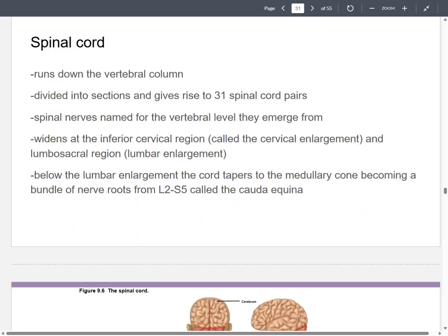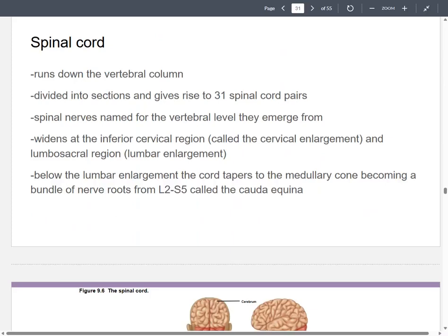of spinal cord nerves. Why do we say pairs? Because you're going to have one off to the right and one off to the left. So it actually ends up with a total of 62 nerves, but it's 31 pairs. They're going to be named for the vertebral level that they emerge from.